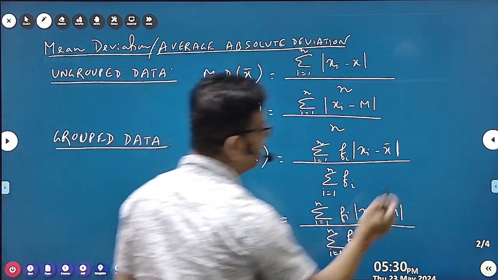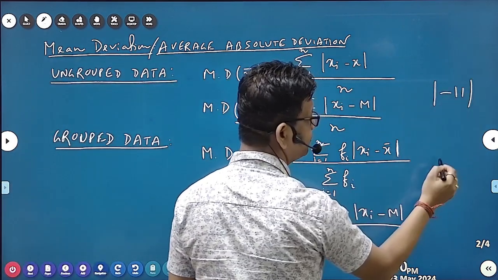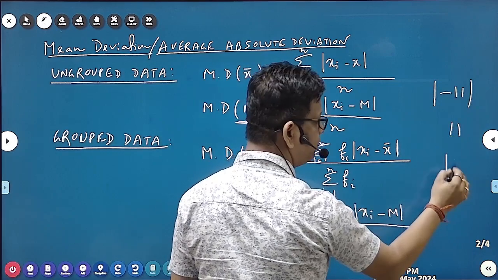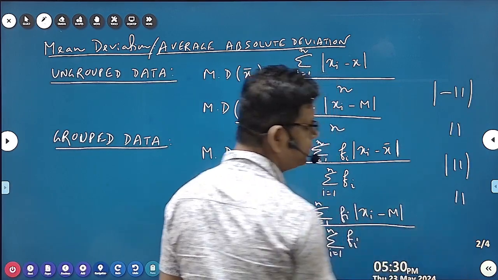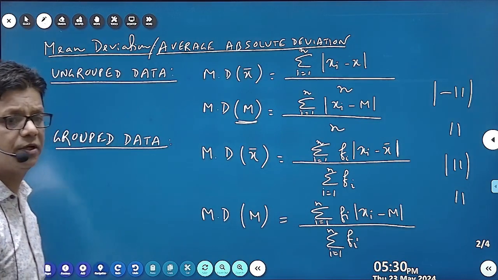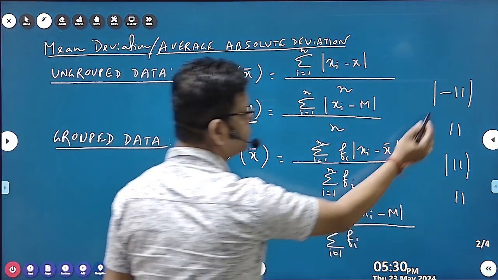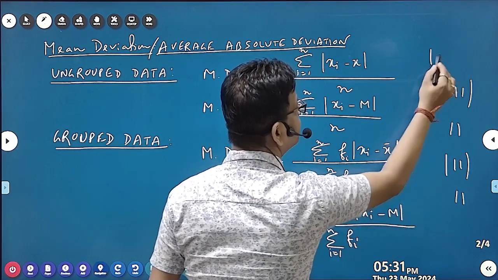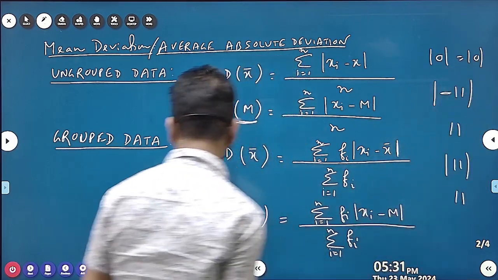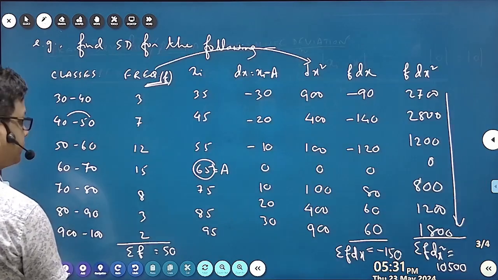Do you know modulus? Modulus of minus 11 is plus 11. Modulus of plus 11 is also 11. That means modulus makes every number positive, irrespective of decimal number or irrational. It just makes a negative number positive, and 0 remains 0. Getting it? So now let's start.